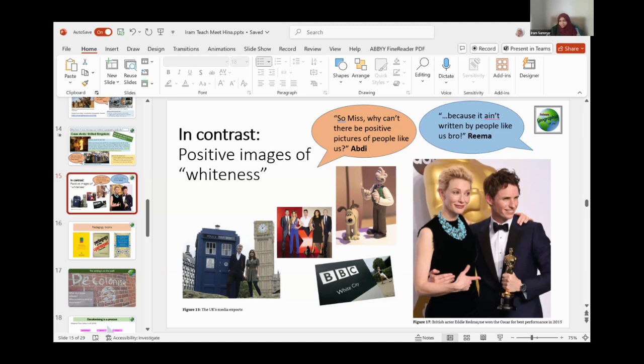So for example, if you look at this conversation, "Miss, why can't there be positive pictures of people like us?" That's Abdi and Rima, these are pseudonyms, "because they ain't written by people like us." So these are the kind of conversations that are happening in the classroom. How can we bring them alive? Do we just dismiss them, or do we actually say to the students, yeah, actually, you got a point. Let's talk about it some more.